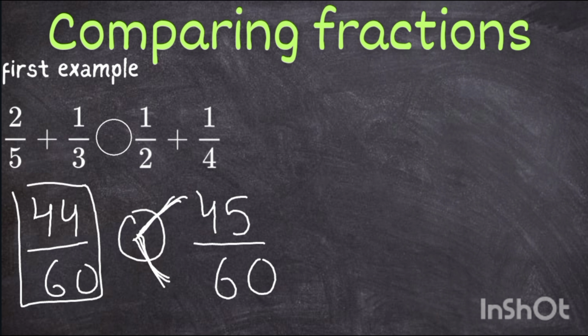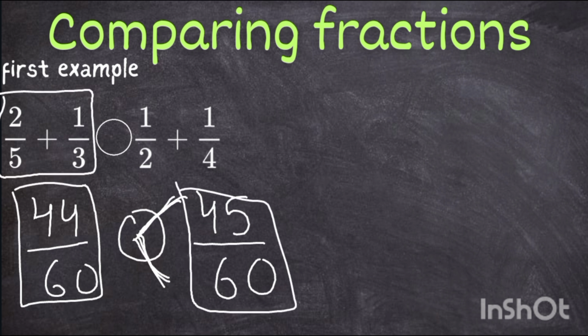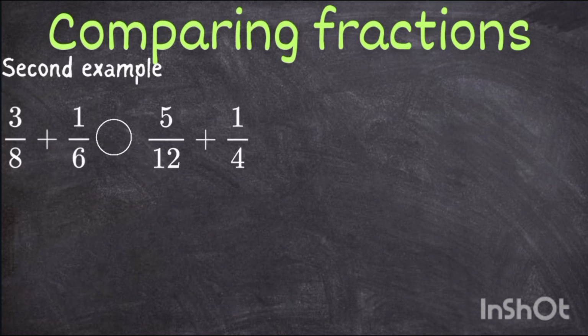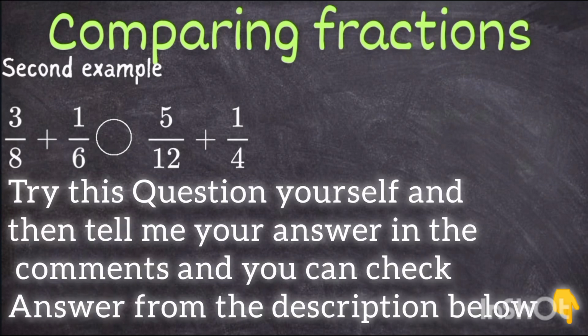As 44 represents 2 by 5 plus 1 by 3, and 45 by 60 represents 1 by 2 plus 1 by 4, it means 1 by 2 plus 1 by 4 is greater than 2 by 5 plus 1 by 3. Okay, so here we get our answer.